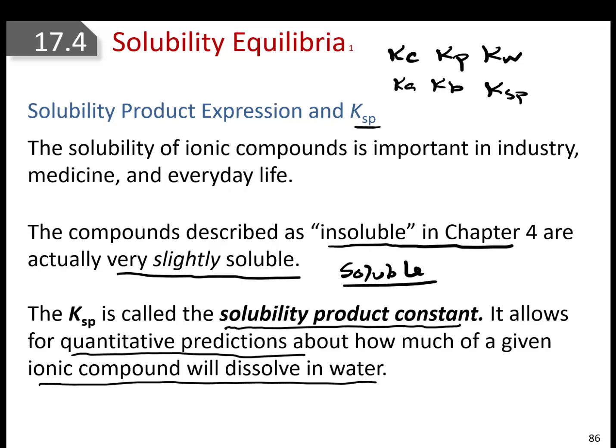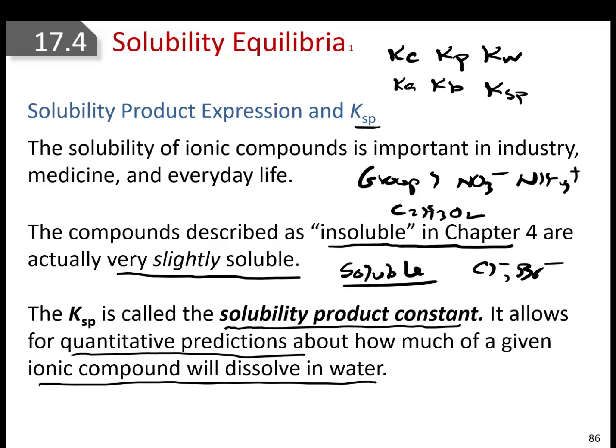So if you remember this, it was like all group 1A salts are water soluble, or group 1. Anything that contains the nitrate ion is water soluble. Anything that contains the ammonium ion is water soluble. Anything that contains the acetate ion is water soluble. And then most of your chlorides and bromides and things like this are water soluble, but there were some exceptions.